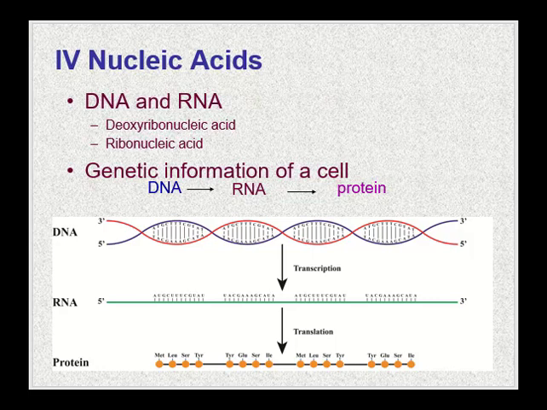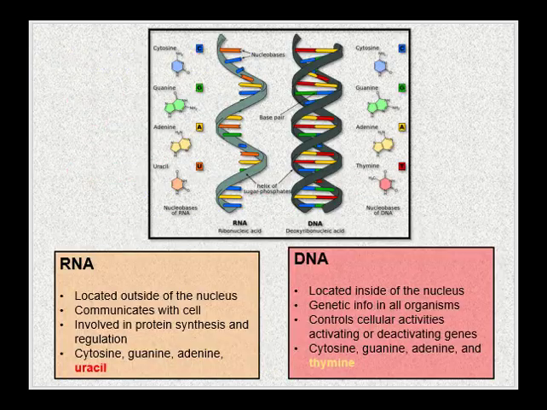DNA, which is housed in the cell's nucleus and holds all of the organism's genetic information, will then be transcribed into RNA, which can then be sent outside the cell or used within the cell to translate into proteins. RNA and DNA are very similar. However, they have a few big differences as well. DNA is located inside the nucleus, whereas RNA is located outside of the nucleus. DNA contains all of the genetic information of the organism.